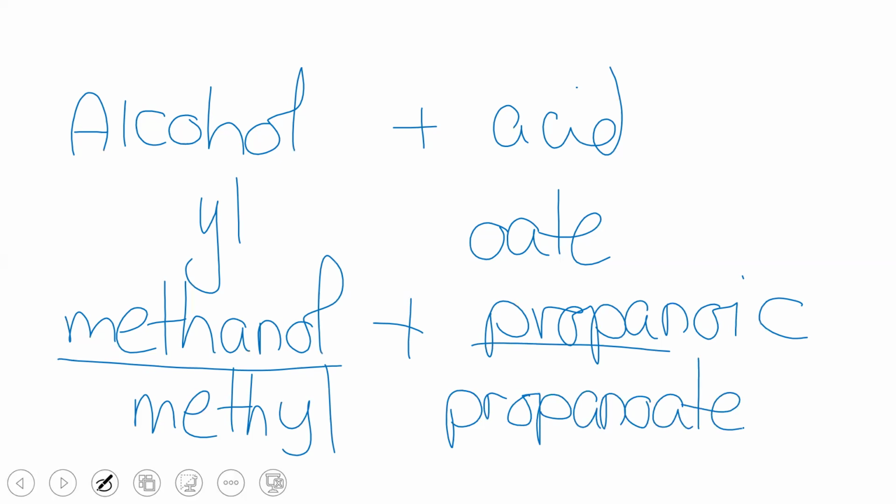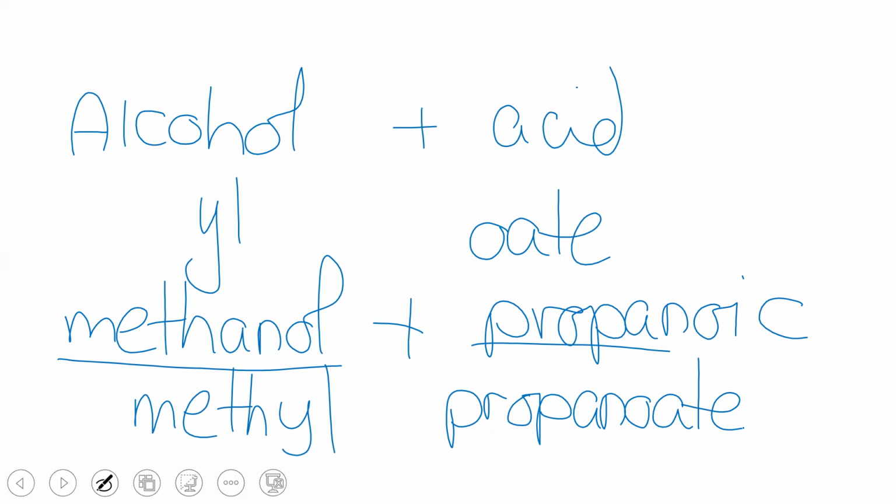And so we have it. This is the name of the ester, methyl propanoate. So for the ester, I'm not going to count how many carbons. I'm going to name it from the name of the alcohol and the acid from which it's made.